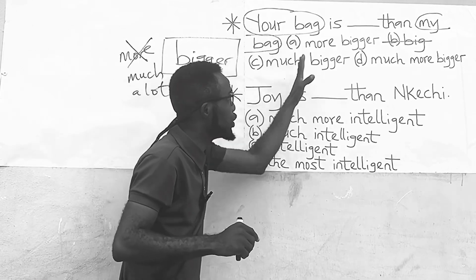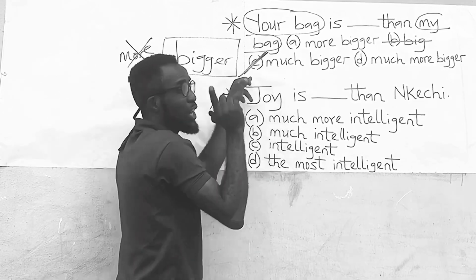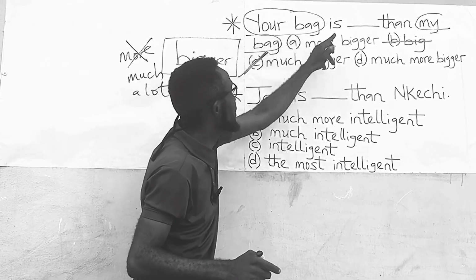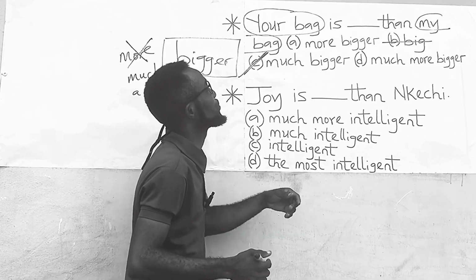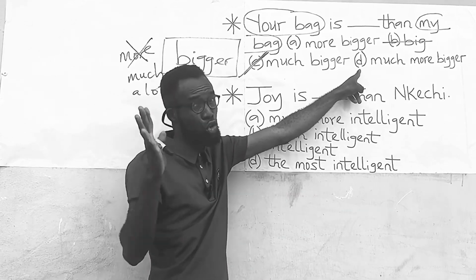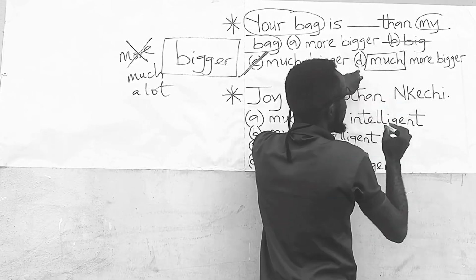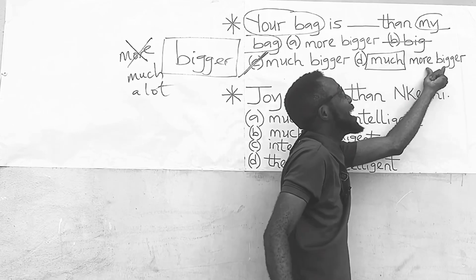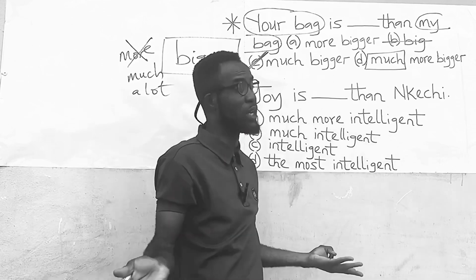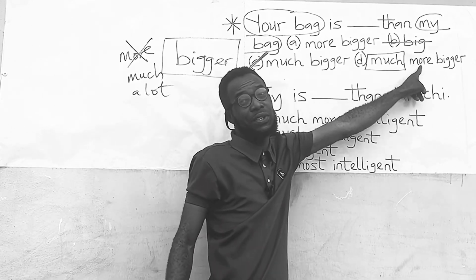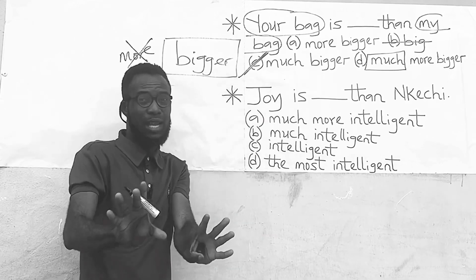So if you look at the options, you will find out that the correct option is option C, so that the question reads, your bag is much bigger than my bag. I know some of you will want to choose option D. Option D is wrong because if you remove the much you are preceding it by, what you will have left is more bigger. And more bigger is not the comparative of big. The comparative of big is bigger, not more bigger. So what is the more doing here? That is why option D is wrong. The correct option is option C. I believe that is understood.